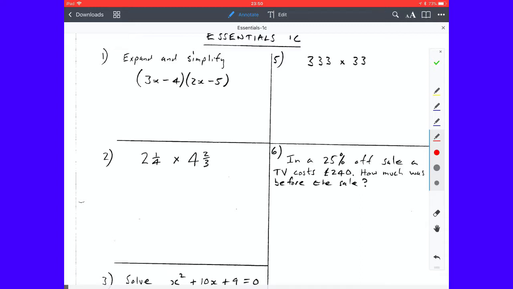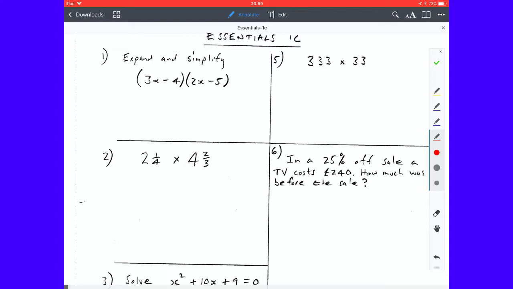Welcome to a talk through of the solutions to GCSE Maths Essentials 1C. Question 1. Expand and simplify (3x − 4)(2x − 5). Four bits of multiplication. Everything in the first bracket gets multiplied by everything in the second bracket.